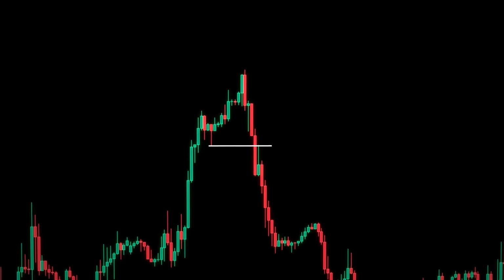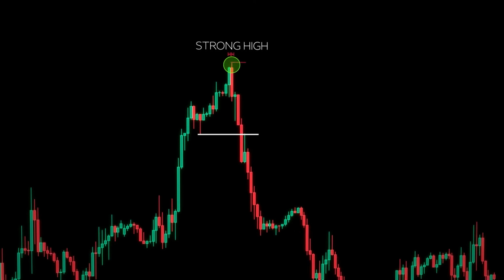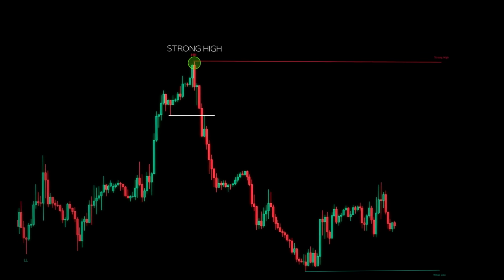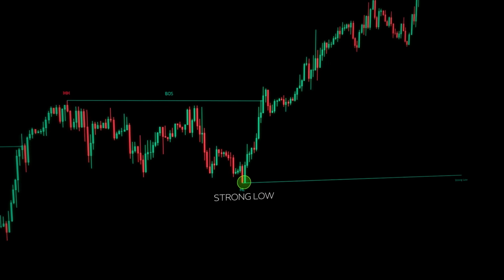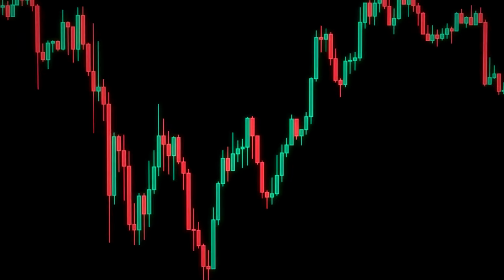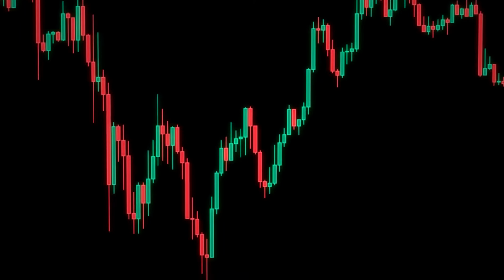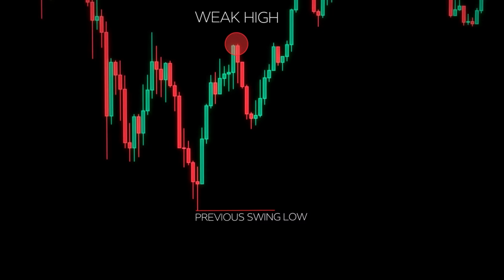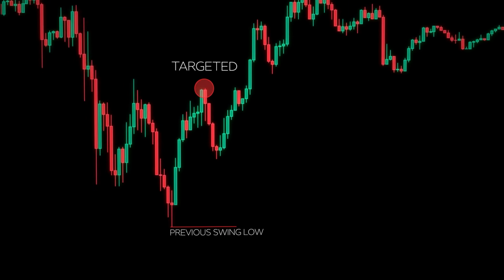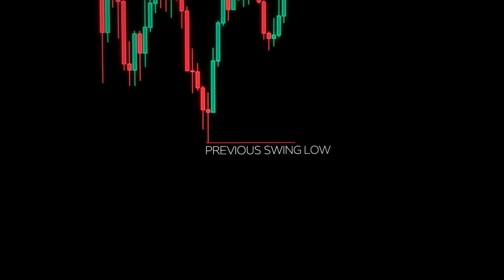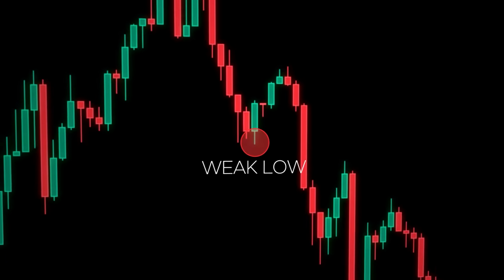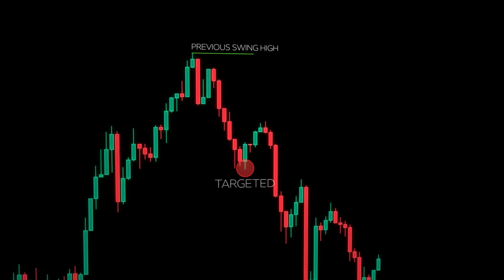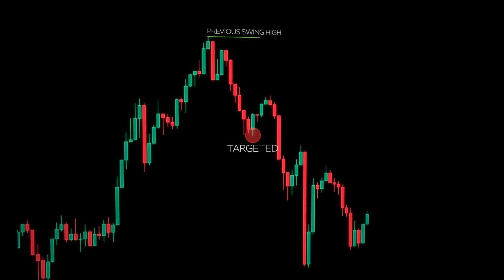A strong high has broken past a swing low. So now that high should be strong and it shouldn't be taken out. The same goes for a strong low. It has made a higher high, so now that low should be considered strong. But what makes a weak high or low? A weak high is when it fails to break past a previous swing low. Now the high will be targeted, meaning price will likely take out the high because it's a weak one. And when the low breaks that weak high, it should become a strong low. Similarly, a weak low is when it fails to break past the previous swing high. Typically, then we would look for the low to become targeted.